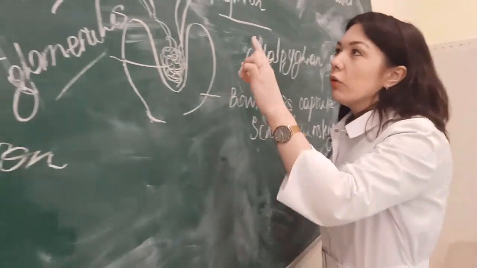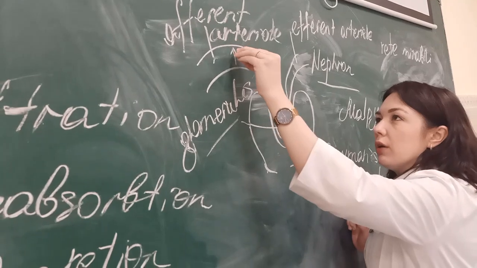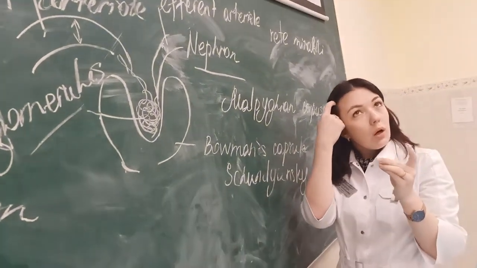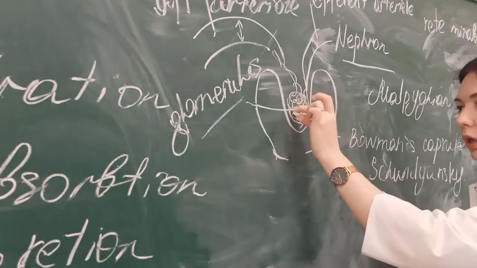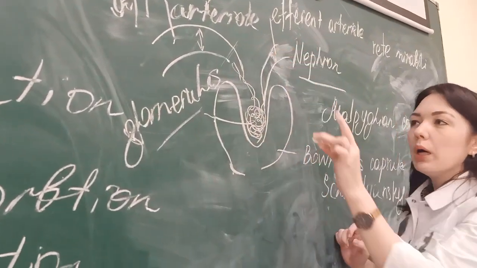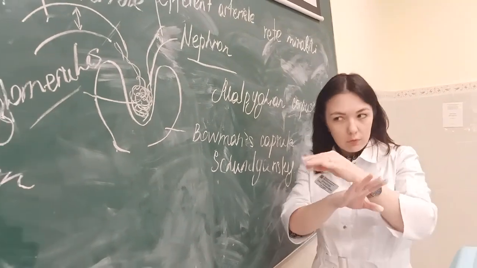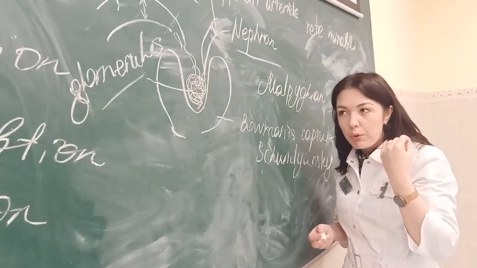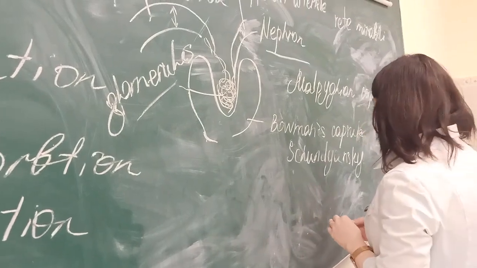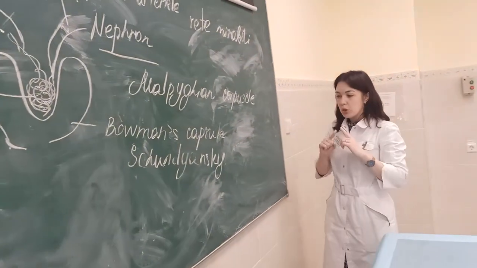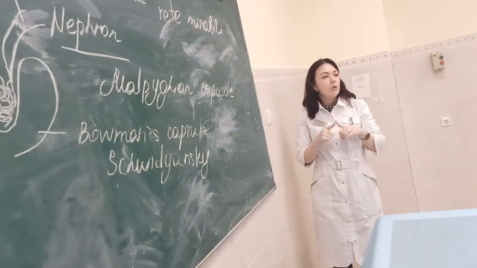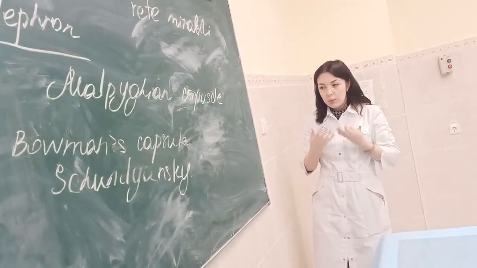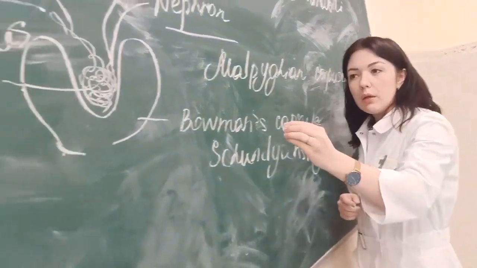But the diameter of the afferent arteriole is much larger than the diameter of the efferent arteriole. So a larger amount of blood comes to the capillaries, and a much smaller amount of blood can leave during the same period of time. Such an effect creates filtration pressure, and under the influence of this filtration pressure, some components of blood undergo filtration through the filtration membrane. The filtration membrane is here.